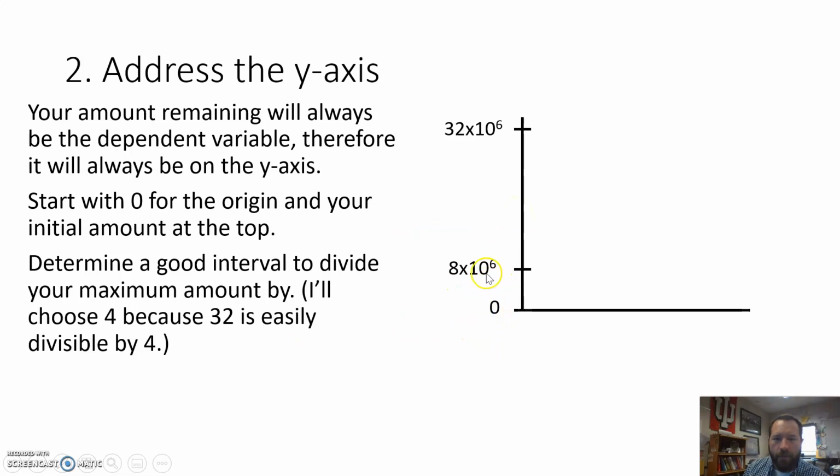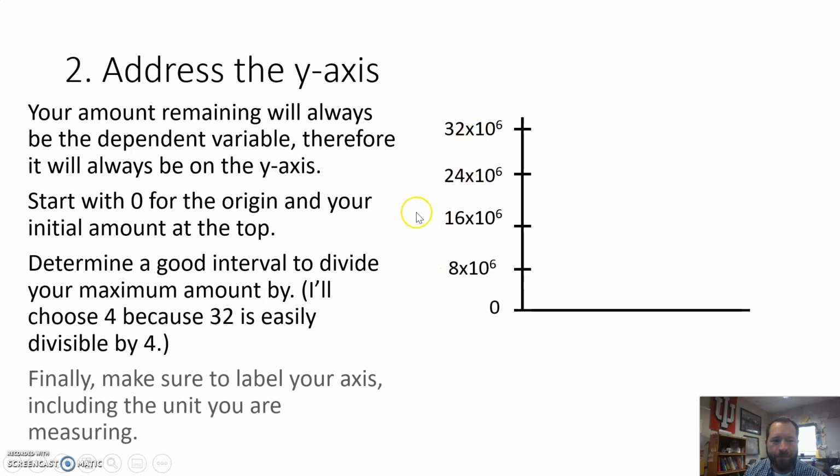So 32 divided by 4 is 8. So I'll go up from 0 to 8 million. Plus another 8 is 16 million. Plus another 8, I get to my 24 million, and plus one more 8 would get me to my 32 million. Finally then, make sure we add a label with our appropriate units. So we're looking at our amount remaining, and right now we're counting atoms. A lot of times we might count grams, but for this particular problem, we're counting atoms.